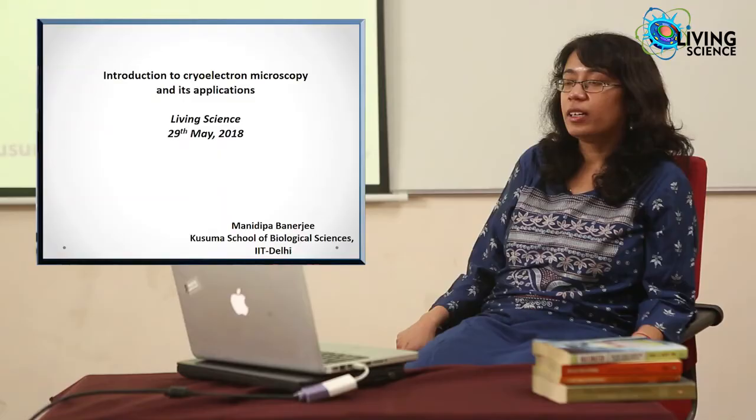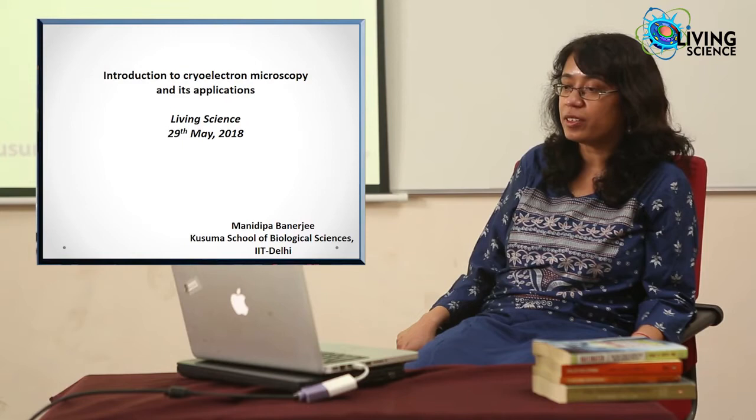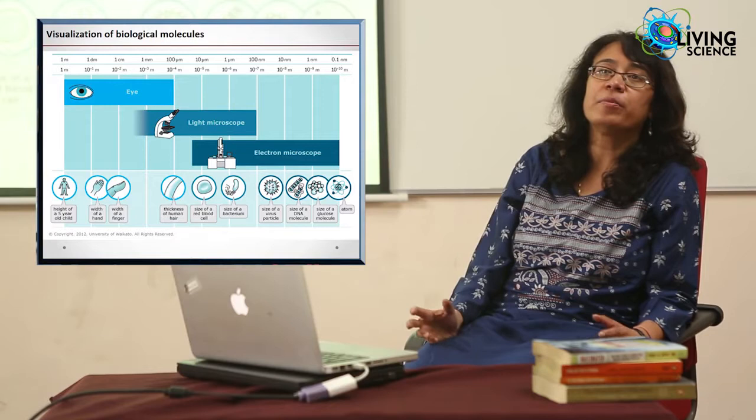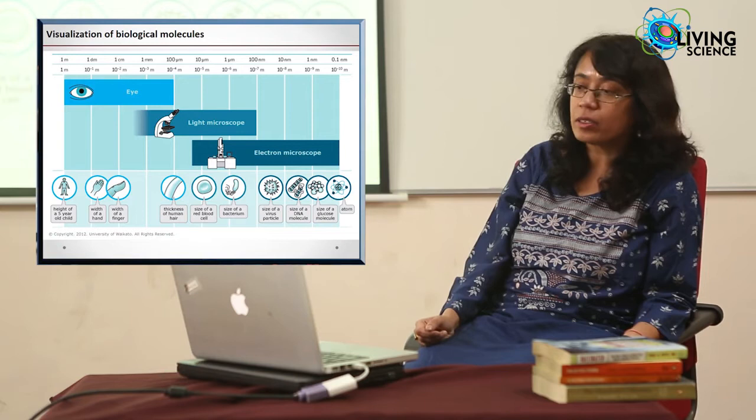So I'll be talking about an introduction to cryo-electron microscopy, which is a technique which has become very popular in the last few years, and its potential applications. And as the name suggests, when we say microscopy, we are talking about visualizing magnified images of small material. And in this particular case, what we would be talking about are biological molecules, which are generally proteins, protein complexes, protein-nucleic acid complexes, pathogens such as viruses, which essentially are functional units in our body.